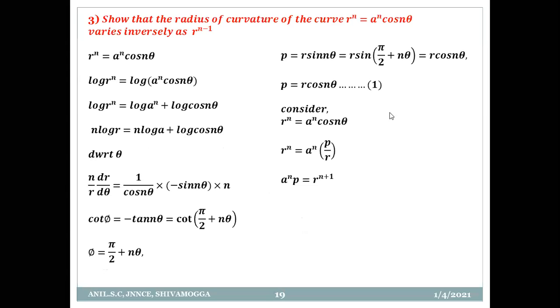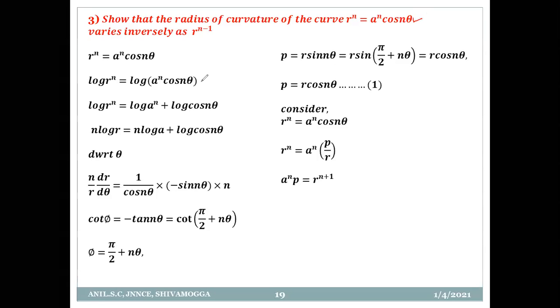Show that the radius of curvature of the curve r^n = a^n cos n theta varies inversely as r^(n-1). Almost the same kind of problem. First we find the pedal equation corresponding to r^n = a^n cos n theta.